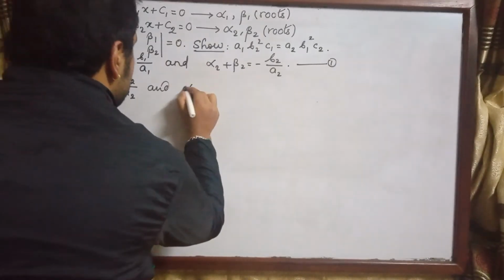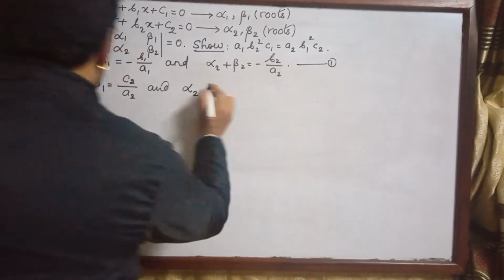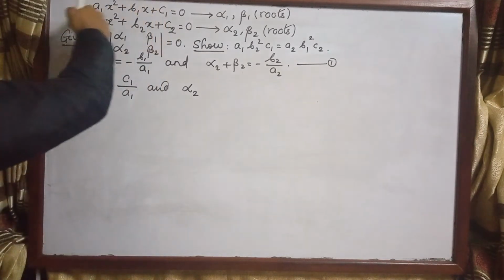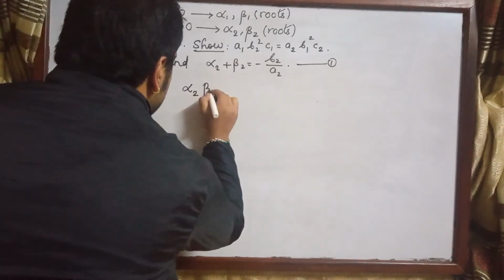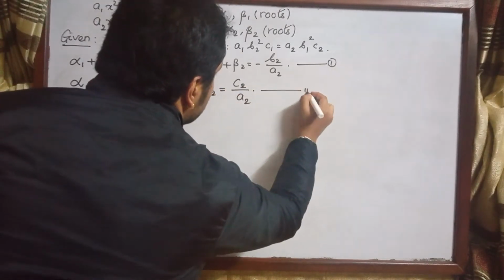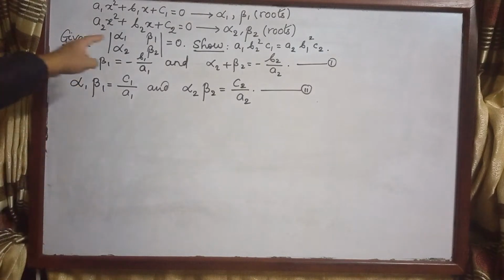The product of roots alpha 1 beta 1 will be equal to the constant term over the coefficient of x squared, which is c1 over a1, and for the second equation, alpha 2 beta 2 will be equal to c2 over a2. Let's call it 2. Now let's evaluate the determinant.